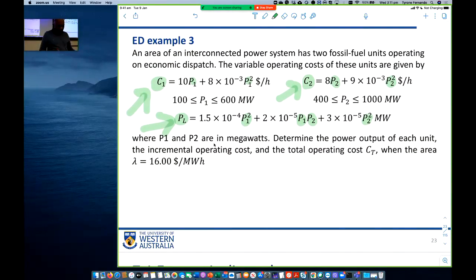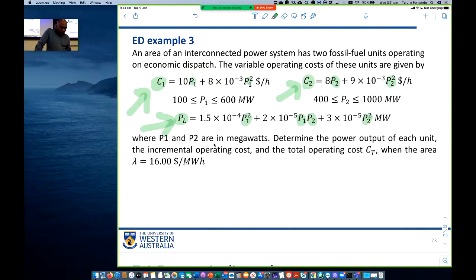Okay, so it can be done. So this is an example. C1 is given, C2 is given, P1 and P2 have some limits. Of course, if it's inside the limits, fine. If it's outside the limit, then it will saturate, and the incremental cost will no longer be determined by that generator, but by the other generator.